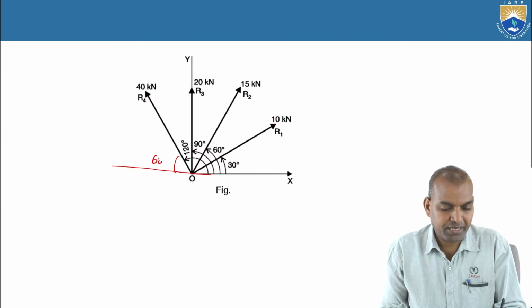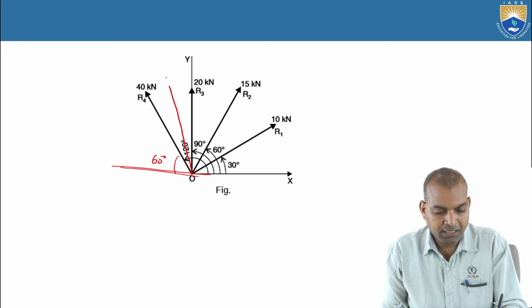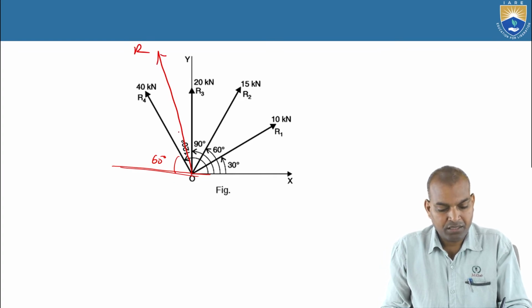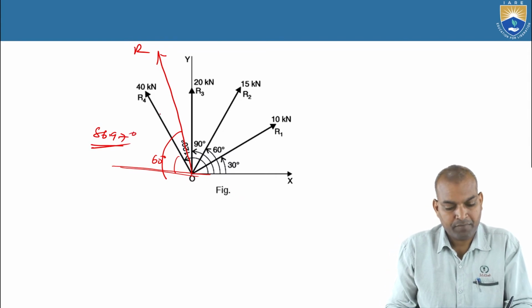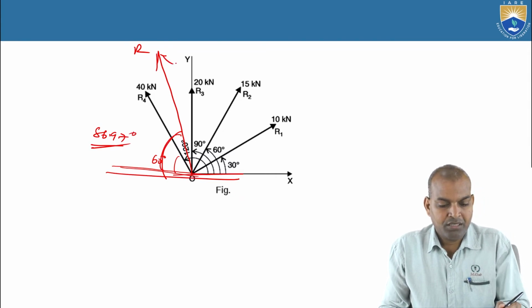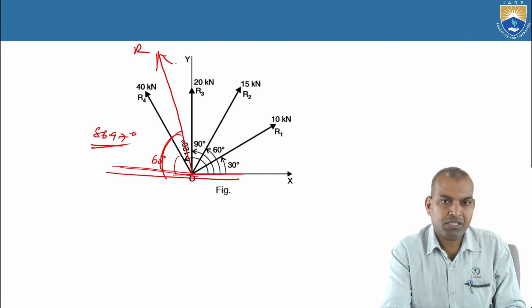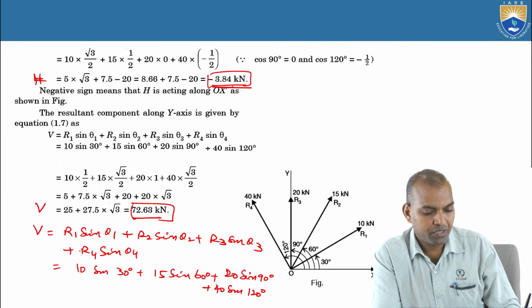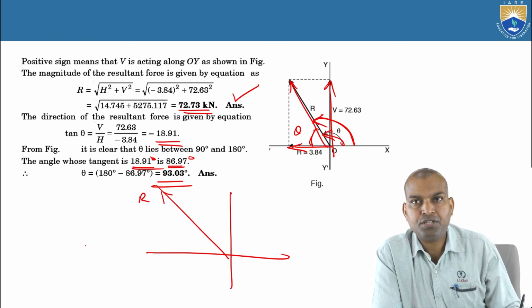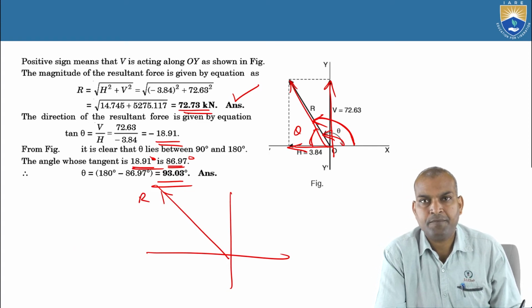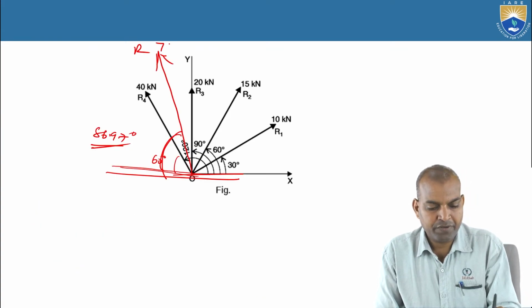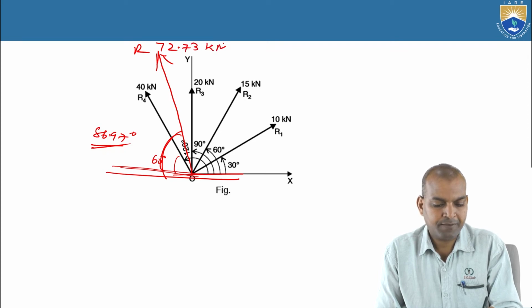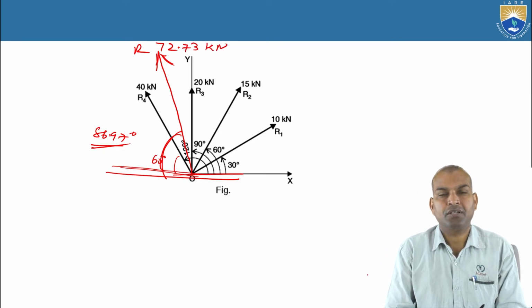Here it is 60 degrees for R4, but the angle with which the resultant force R is acting is 86.9 some degrees. This is the magnitude. With this direction, the resultant force is acting with the magnitude of, what is the magnitude of the resultant force? 72.73 kilonewtons. The magnitude is 72.73 kilonewtons.